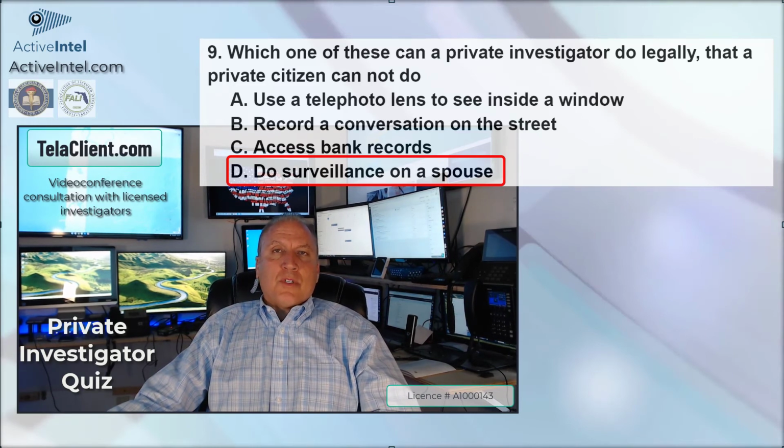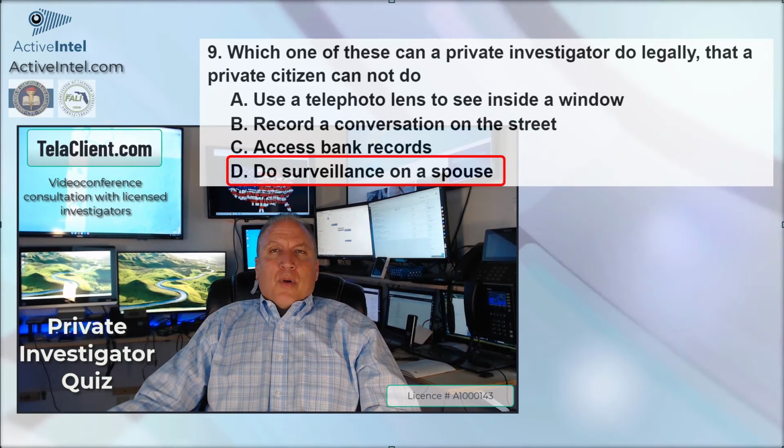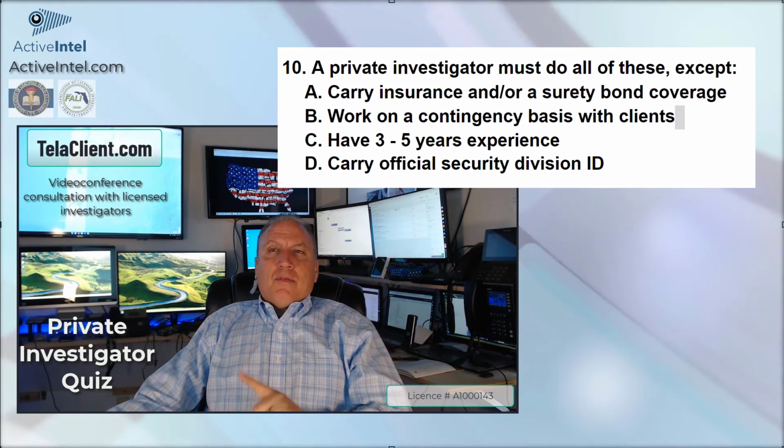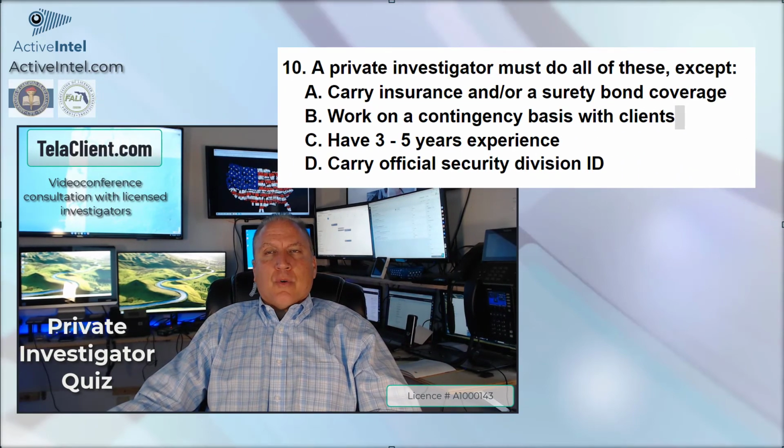Home stretch, number 10. A private investigator must do all of these things except which one? A, carry insurance and a surety bond for coverage. B, work on a contingency basis with clients. C, have 3 to 5 years experience. Or D, carry an official security division ID. What must a private investigator do except? Which one thing is not a requirement?